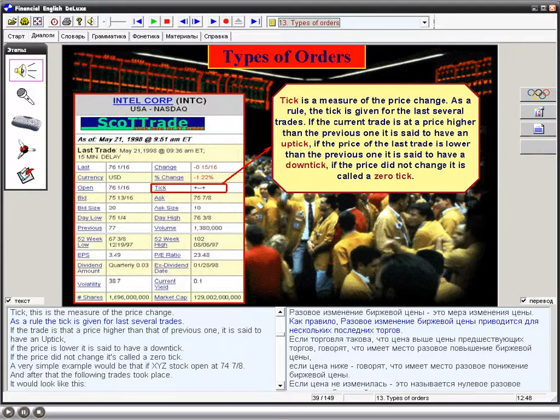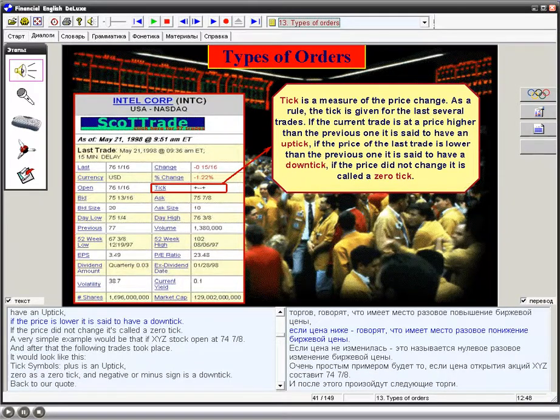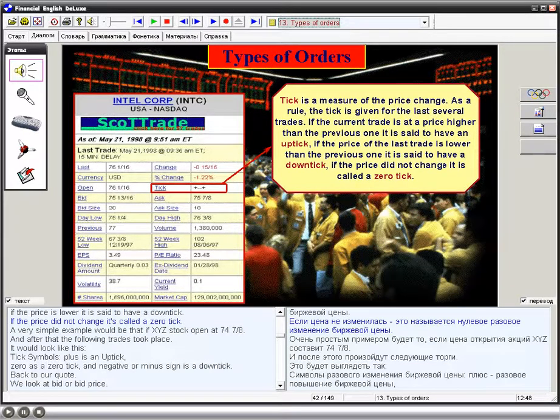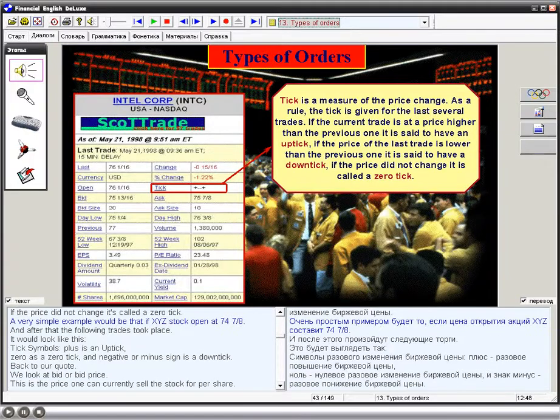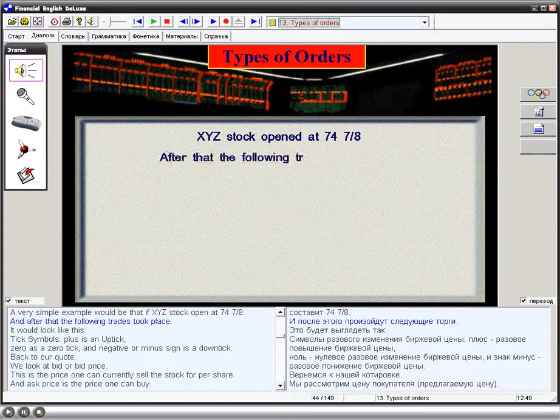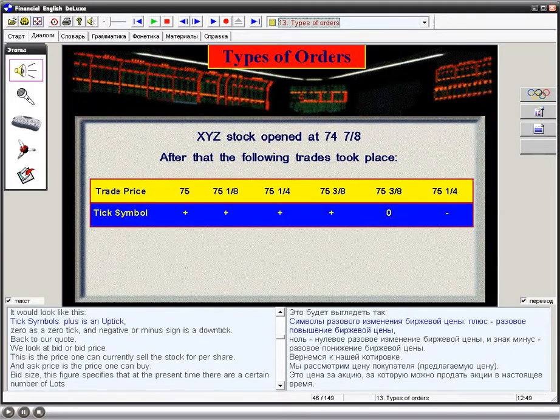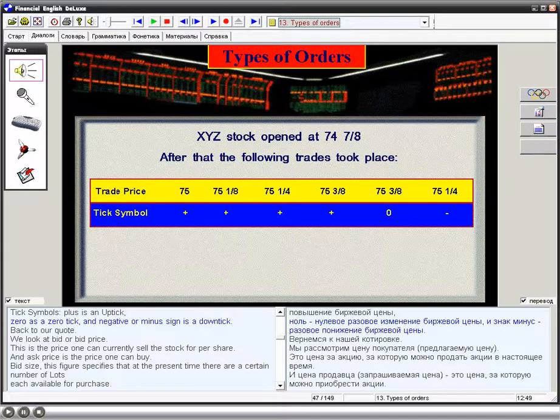As a rule, the tick is given for the last several trades. If the trade is at a price higher than that of the previous one, it is said to have an uptick. If the price is lower, it is said to have a downtick. If the price did not change, it's called a zero tick. A very simple example would be that if XYZ stock opened at 74 7/8, and after that the following trades took place, it would look like this. Tick symbols: plus is an uptick, 0 is a zero tick, and negative, or minus sign, is a downtick.